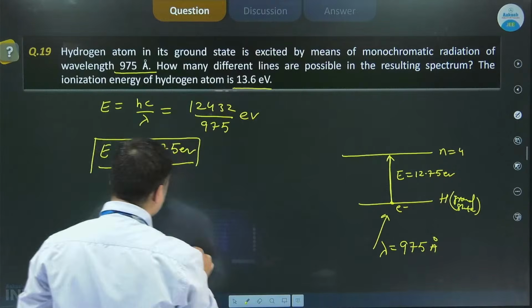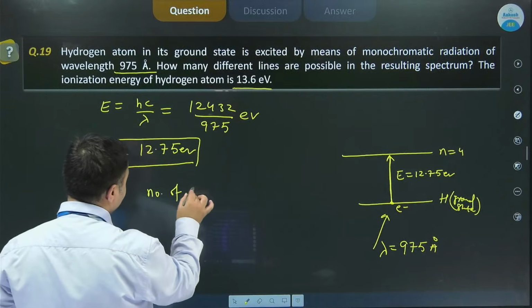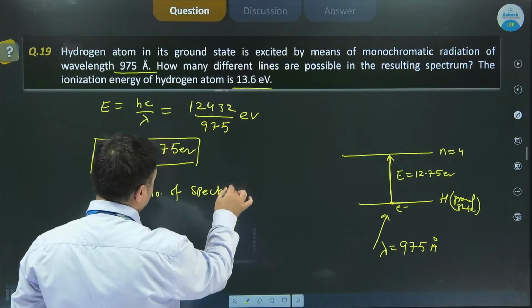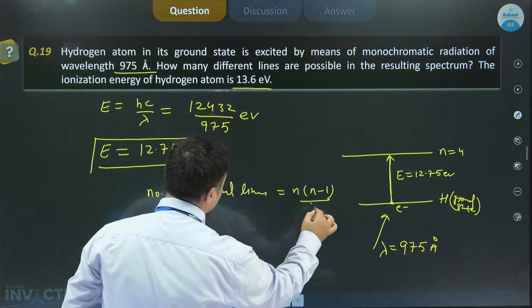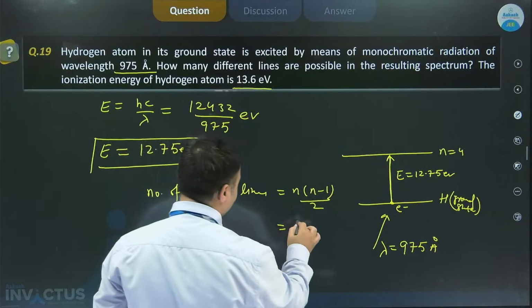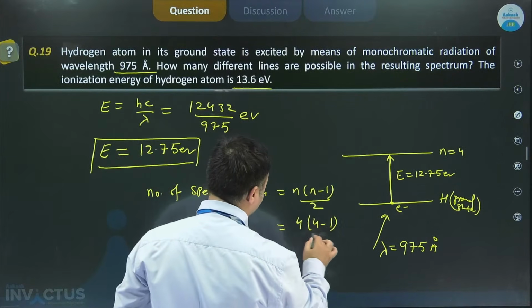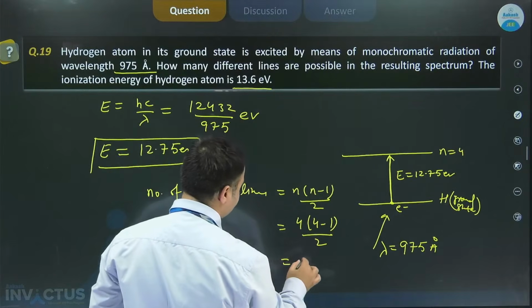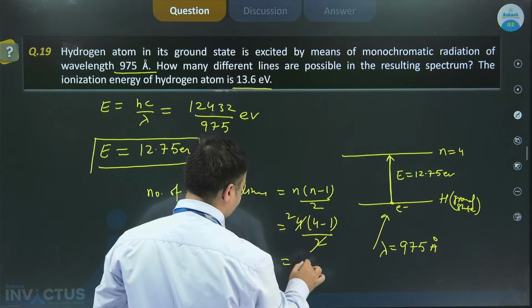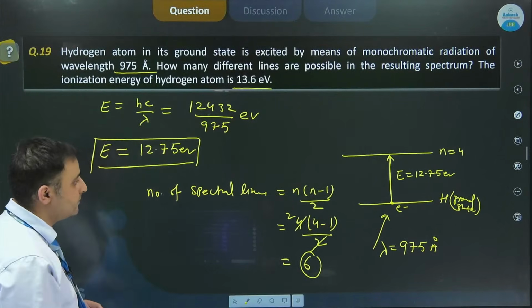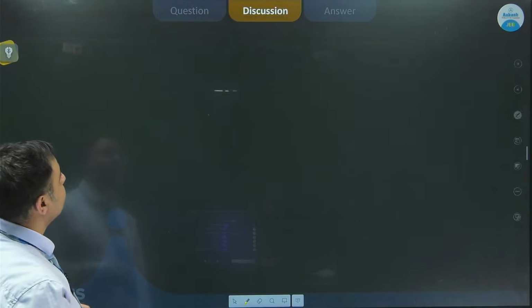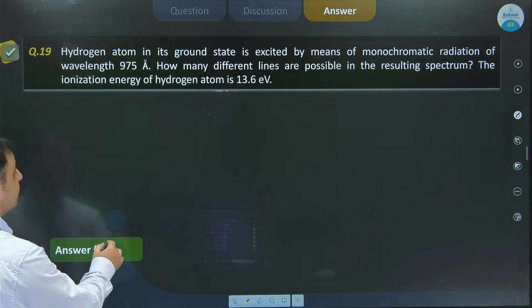So for the number of spectral lines, number of spectral lines is n into n minus 1 by 2. So it comes out to be 4 into 4 minus 1 by 2. It comes out to be 6 spectral lines. Now let's see the answer. The number of spectral lines is 6.